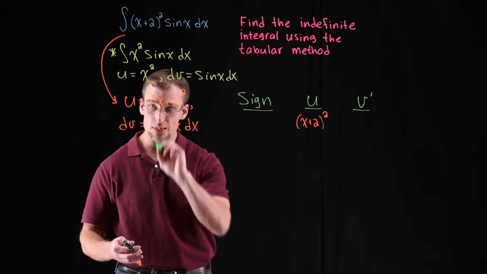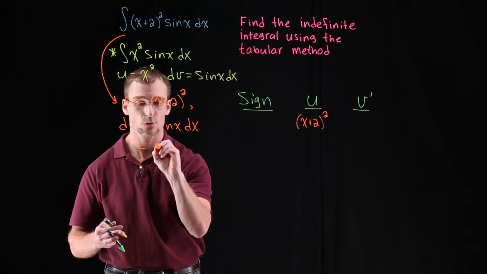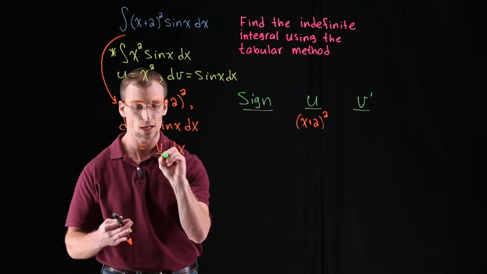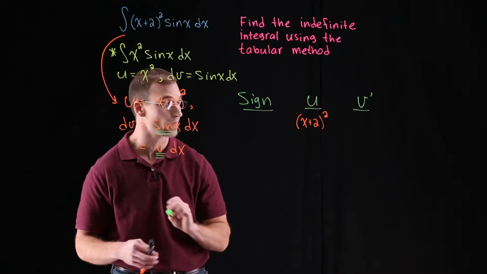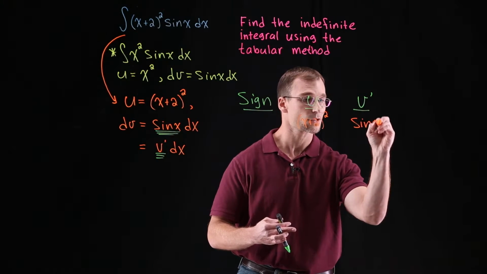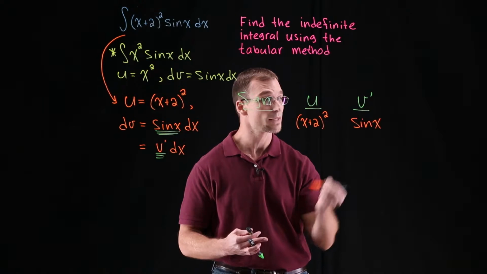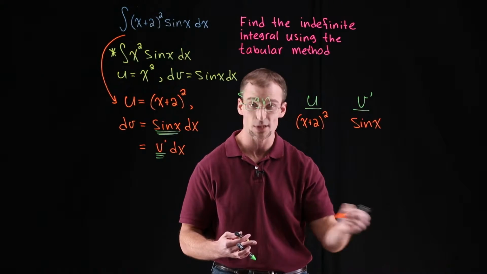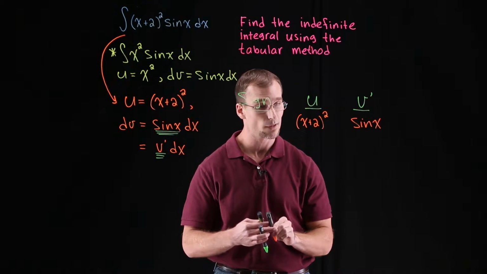If we look at our dv, symbolically, this is equal to v prime dx. So our v prime is just going to be the function part without the dx, or our sine of x here. So we're going to start there. We're going to take derivatives with our u till we get to 0, and then looking at our v prime, we're going to take our antiderivatives all the way down till we get to the place where we were at with 0 in our u column. So let's start with u and go down there.